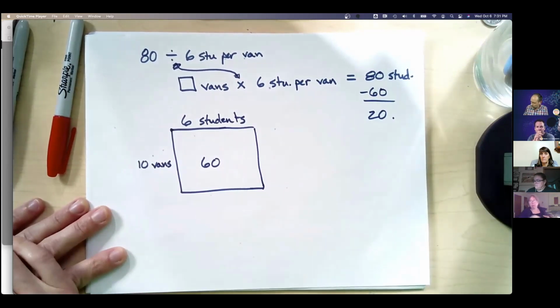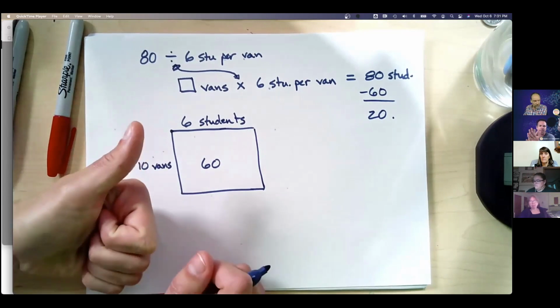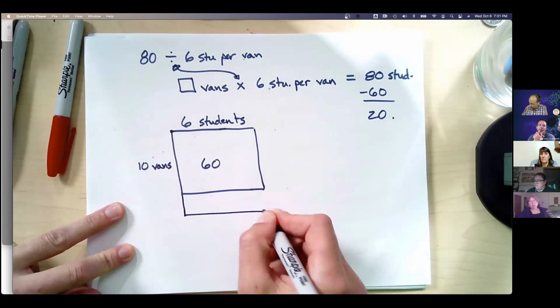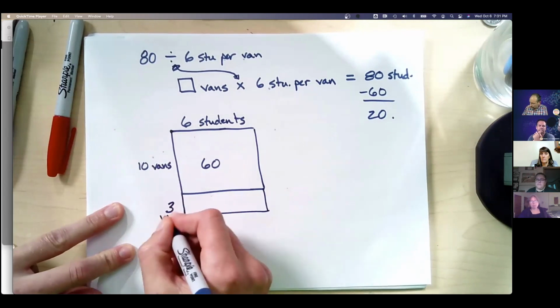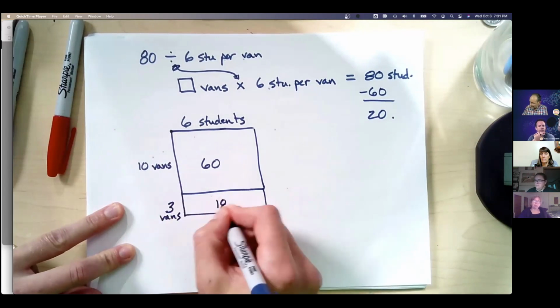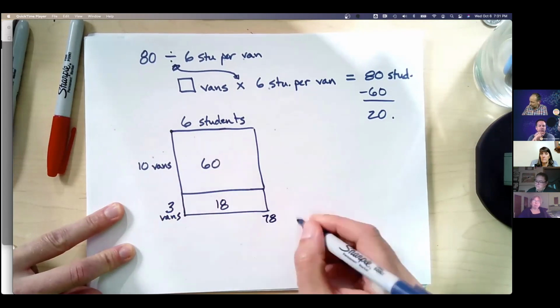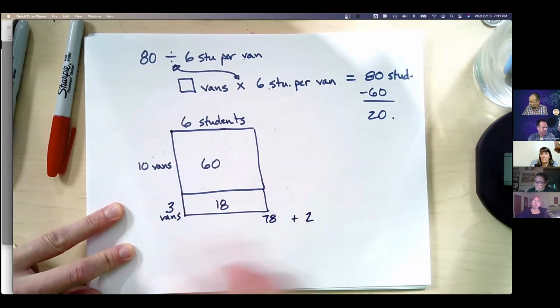Okay, well, 6, 12, 18. I know that I could do like 3 more. So there's 3 more vans, and that's going to give me 18. And that, oh my gosh, look at that. That's 78. And then I've got these 2 sixths left over to add on there.